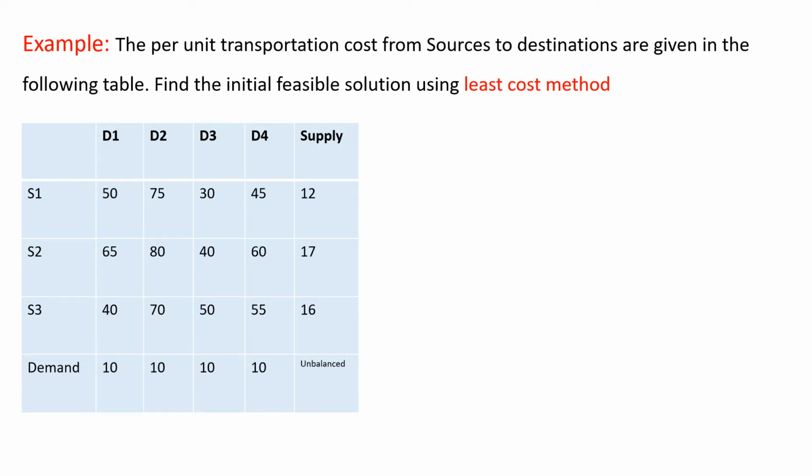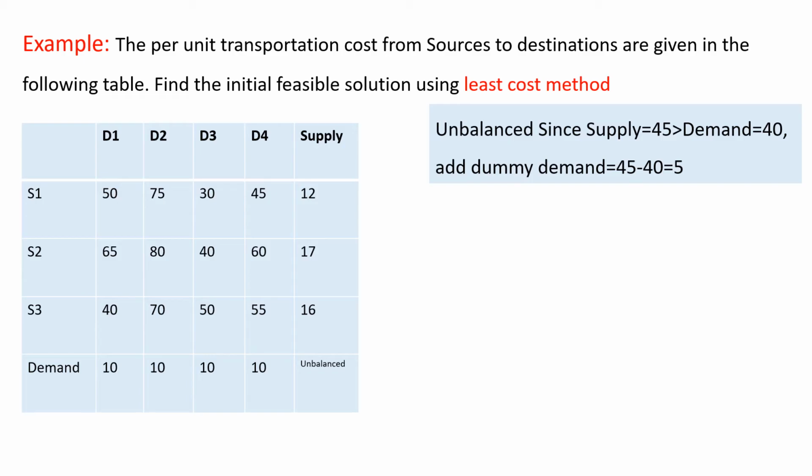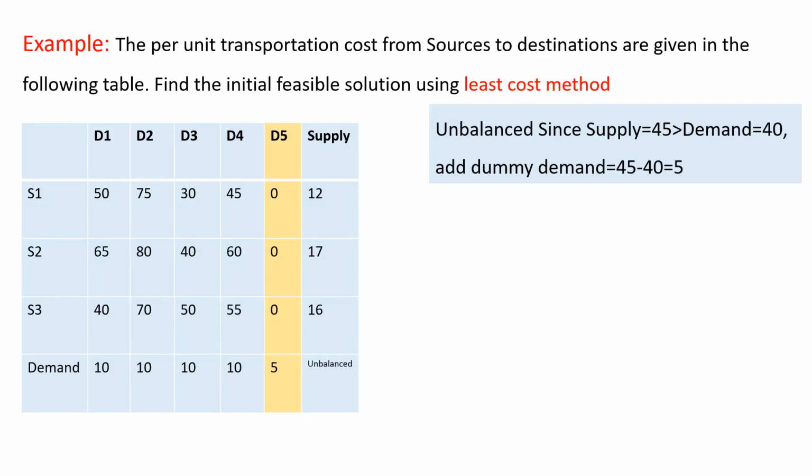So this is an unbalanced transportation problem. So we have to add a dummy variable before solving this unbalanced transportation problem to convert it from unbalanced to balanced. The dummy demand should be 5, that is total supply minus total demand. So we have entered here the dummy demand and made it 5. So from now onwards, the problem becomes a balanced transportation problem.